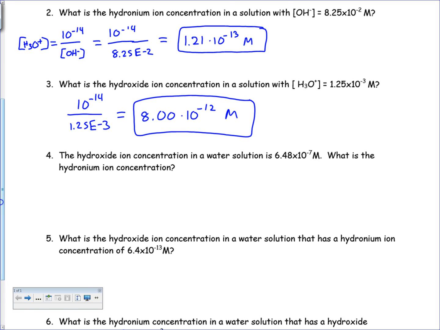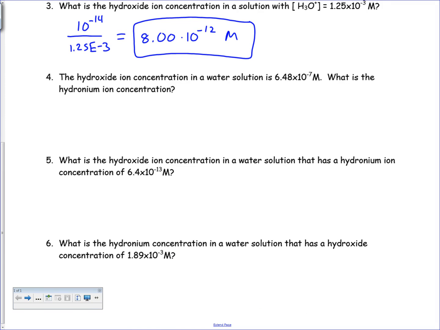On number 4, it's asking us for hydronium, but it's just like number 2. So we get 10 to the negative 14 over what they give us, 6.48 times 10 to the negative 7. All right, plug that in. You get 1.54 times 10 to the negative 8th molar.